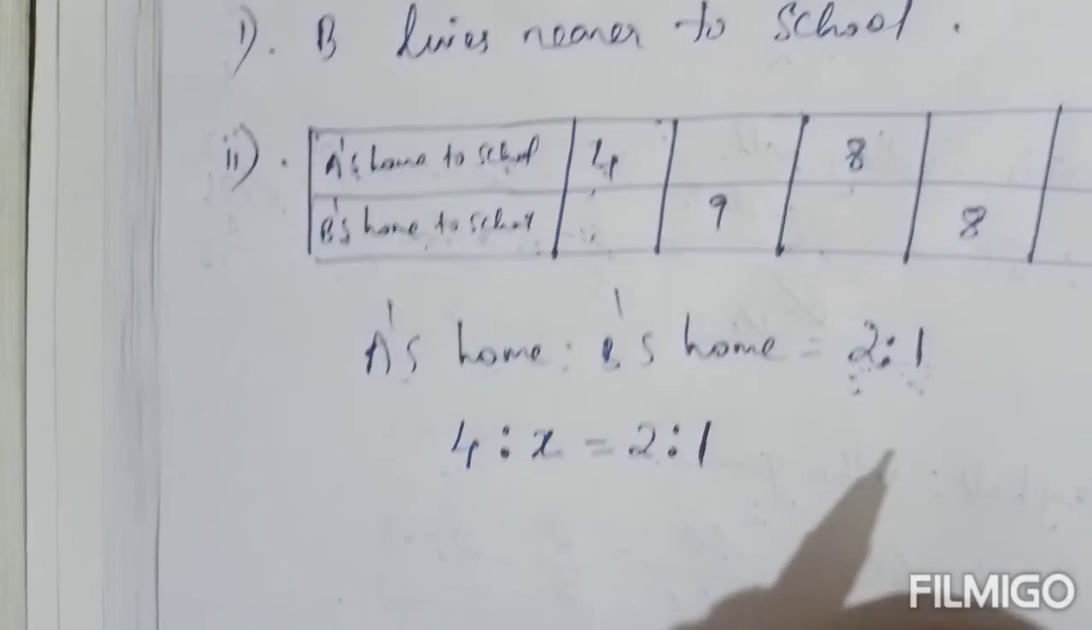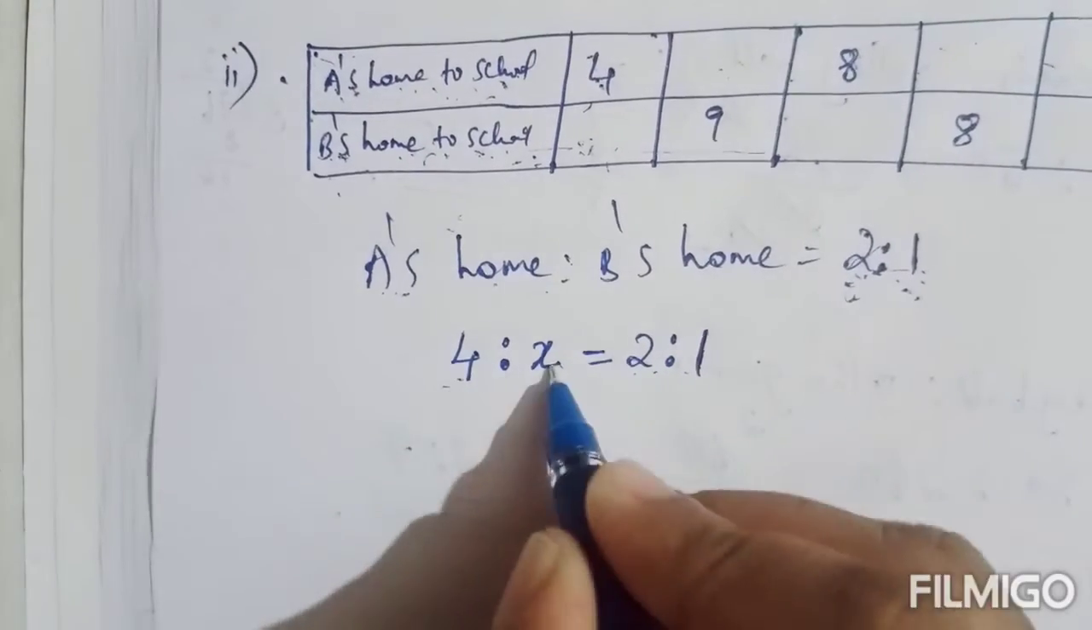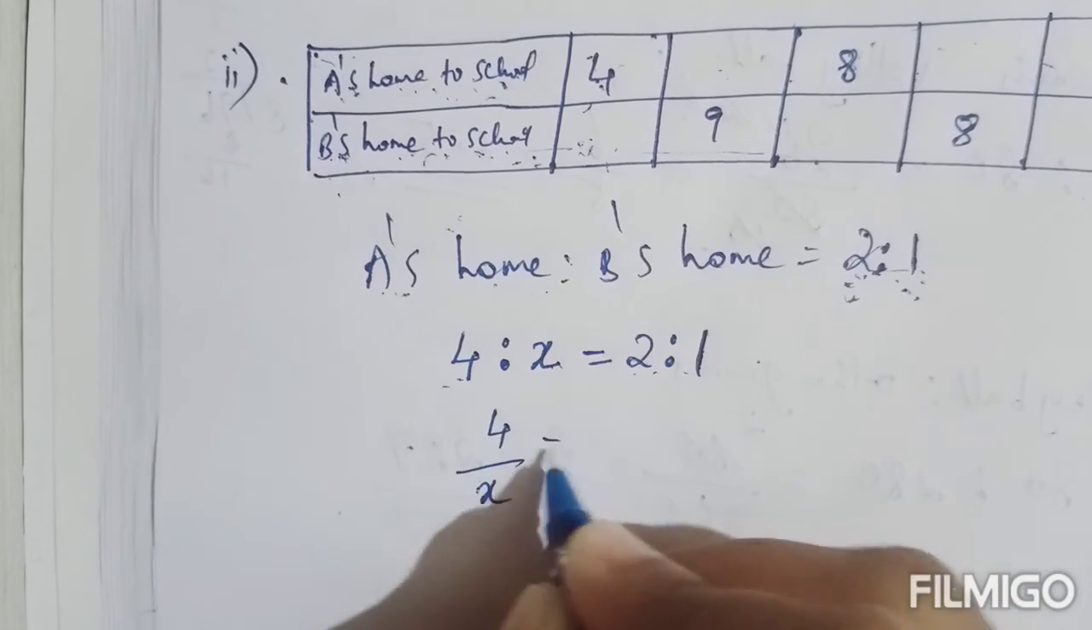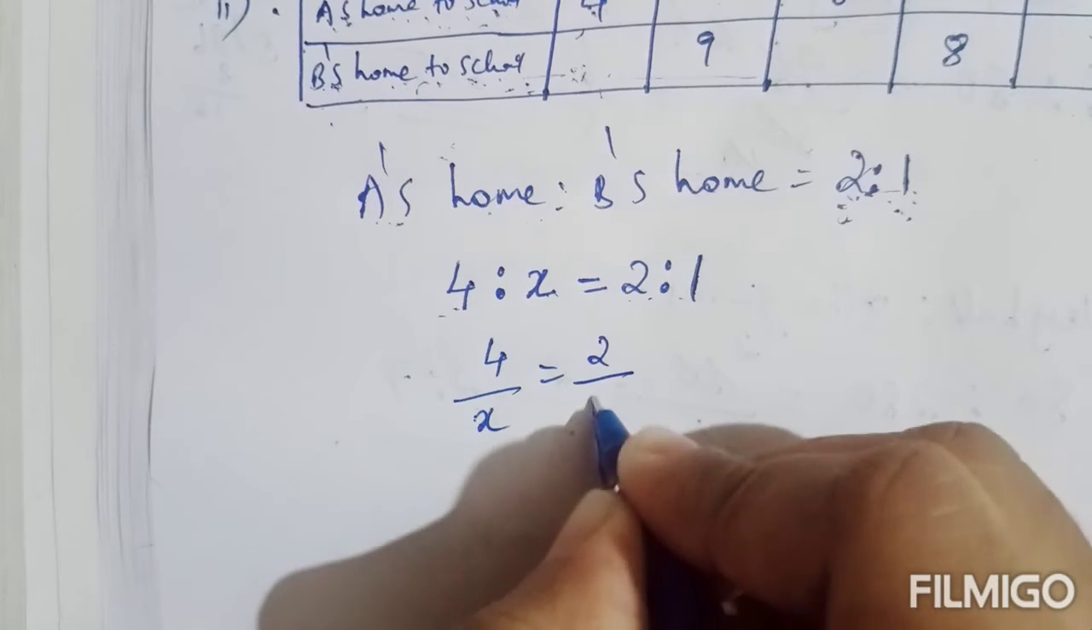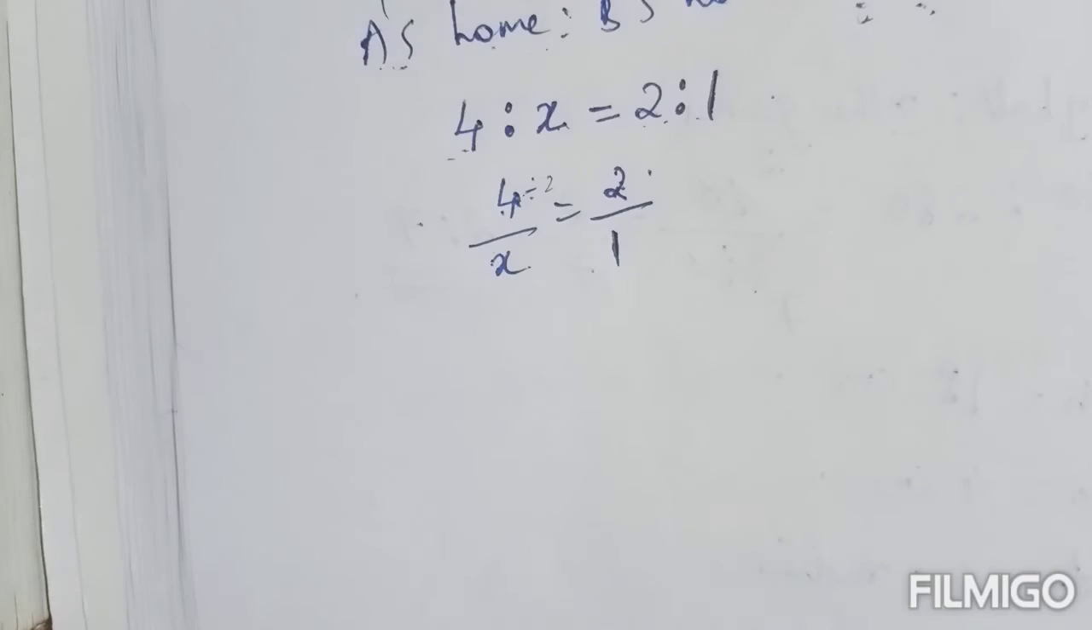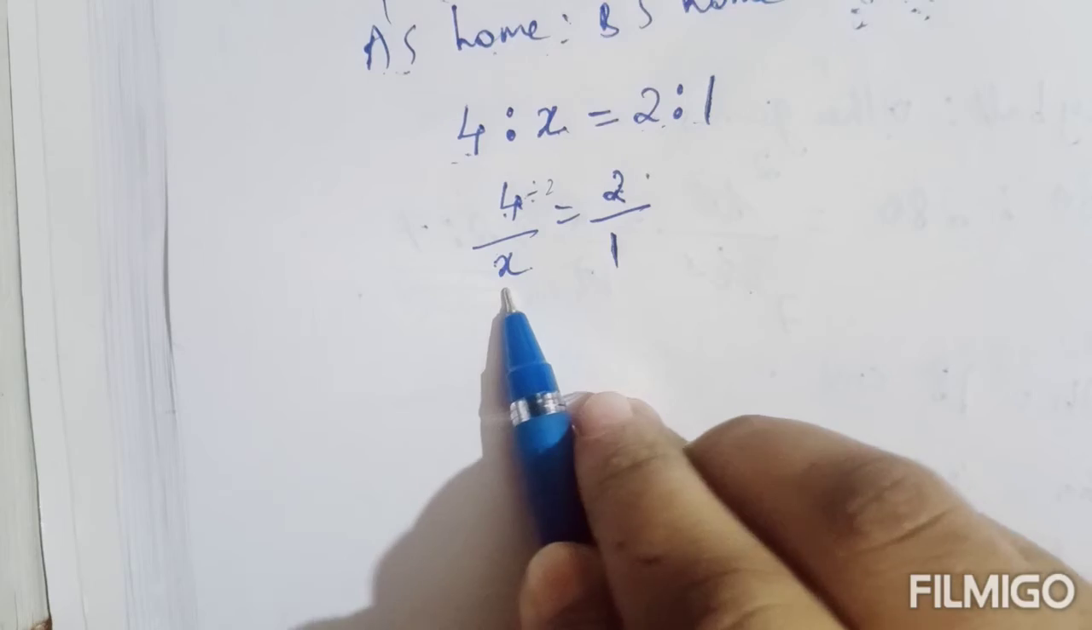2 is to 1-നോട് ഈക്വൽ ആയിരിക്കണം. Okay, so 4 is to x, we can write it as 4 by x equal to 2 is to 1, we can write it as 2 by 1. Okay, now how can we find the value of x here?